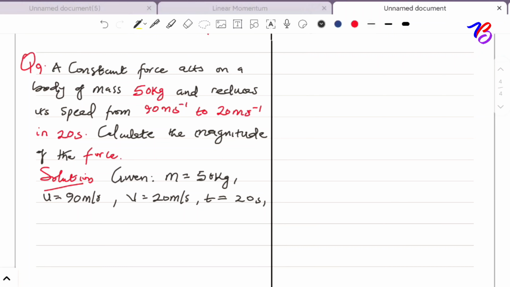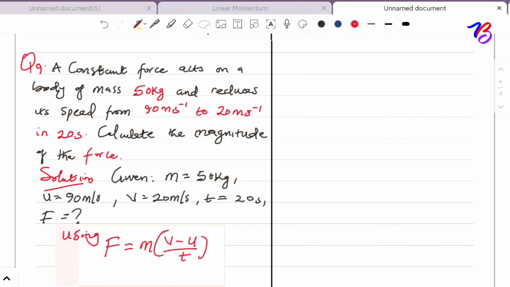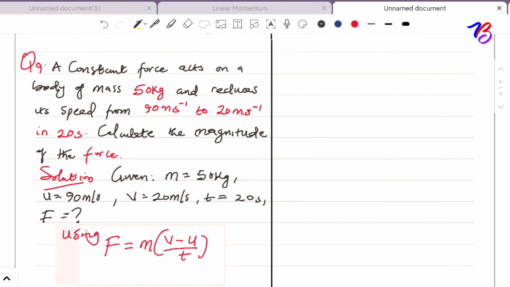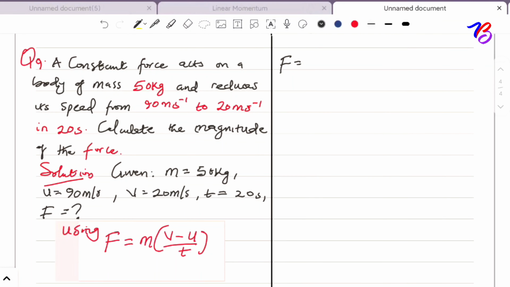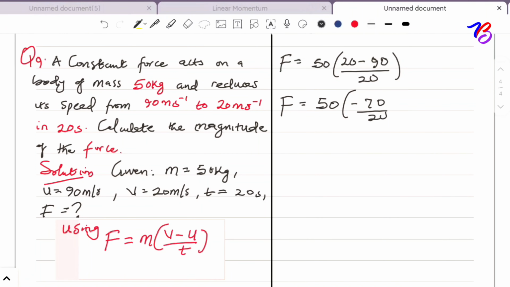Is that clear? So from F is equal to MA, we can find our force. So using F is equal to M into (V minus U) over T, because (V minus U) over T is acceleration. Is that clear? So F will now equal 50 into (20 minus 90), all divided by 20. Okay, so F will now equal 50 into negative 70 over 20.